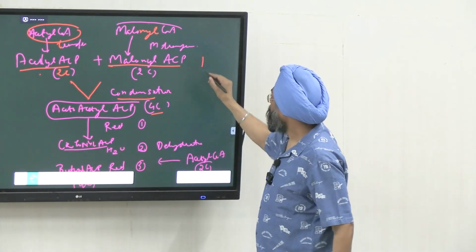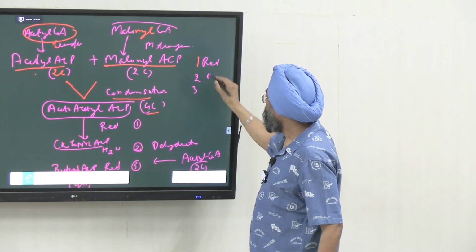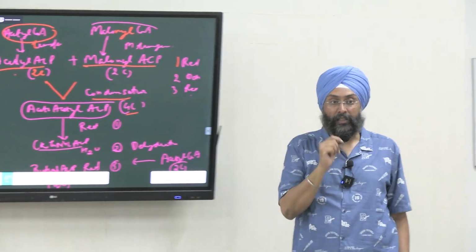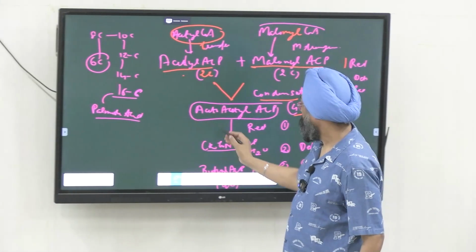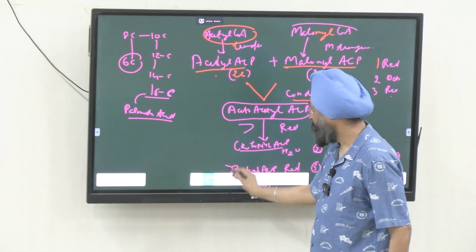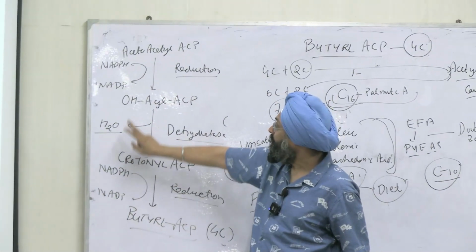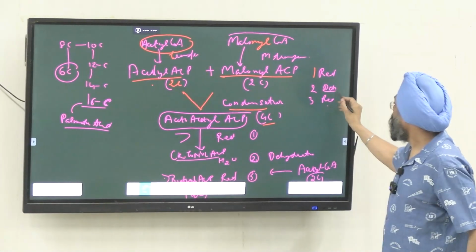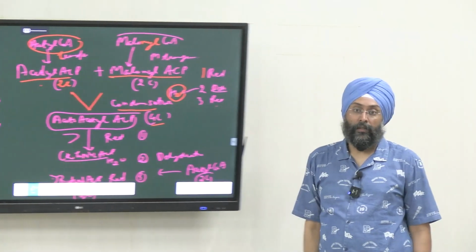After that, the mnemonic is 1, 2, 3: reduction, then dehydration, and then again reduction, right? And for reduction you are using reducing equivalent NADPH. So both reduction reactions will require NADPH, like this NADPH and this NADPH, and one is dehydration. In the second step, you are removing water. Clear? So it is done now.